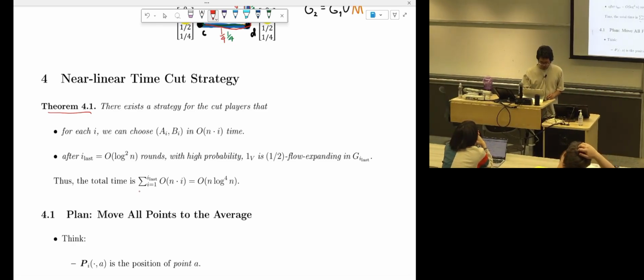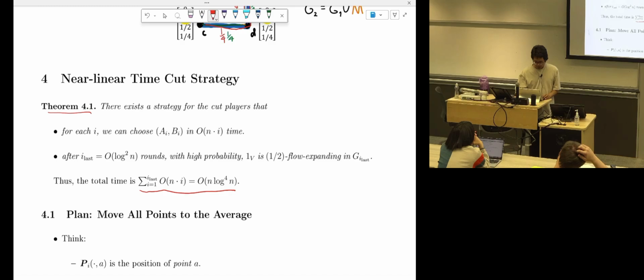So the total running time is going to look like this. The time that you spend is N_i, there are log squared rounds, so the time is like log to the 4th.